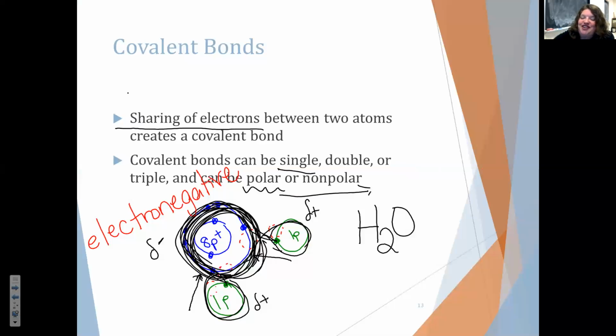That's what I get for trying to talk and write at the same time. They're different on one end than the other. We're going to use that word polar again when we talk about the cell membrane. The cell membrane is different on one side than the other.